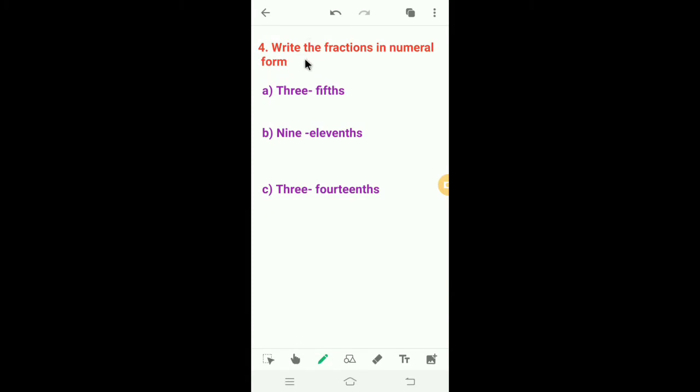Let's solve the fourth one. Write the fractions in numeral form. Numeral form means number form. First one, 3/5 is equal to 3 by 5. B, 9/11 is equal to 9 by 11. C, 3/14. 3/14 is equal to 3 by 14.